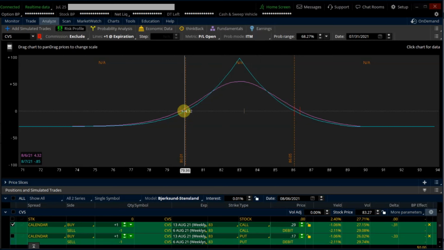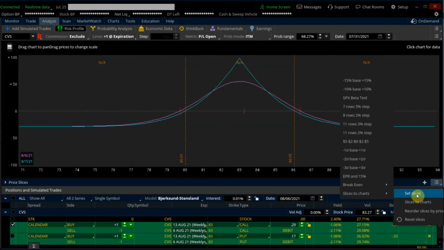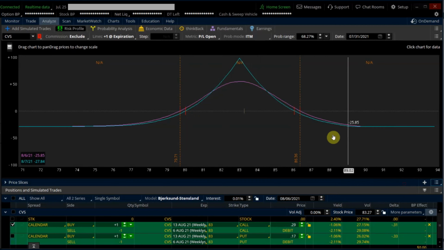So if you look at this, on the 7th of August, let me just shift the break-even prices. Okay, so on the 6th of August, on the day that my nearer dated contract actually expires, to be able to make any profit from this trade, the price of CVS has to fall between $79.71 over here and $86.36 over here. So if I want to make any profit for this call calendar spread that I've entered, prices need to fall within this region.